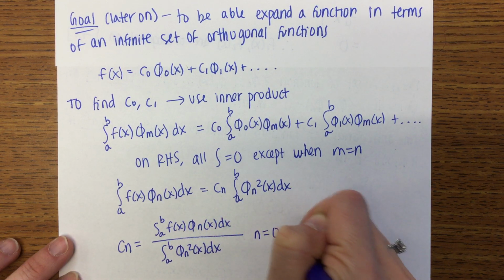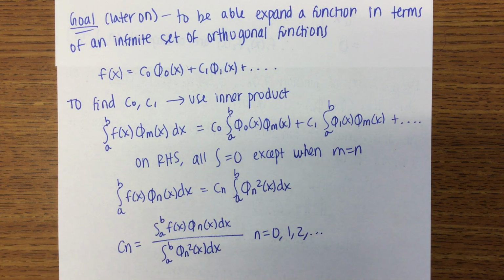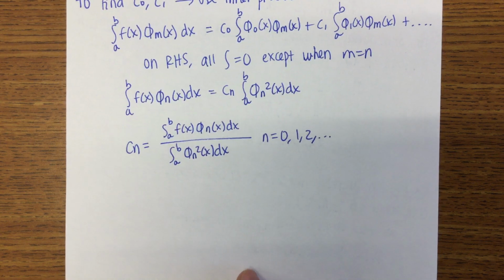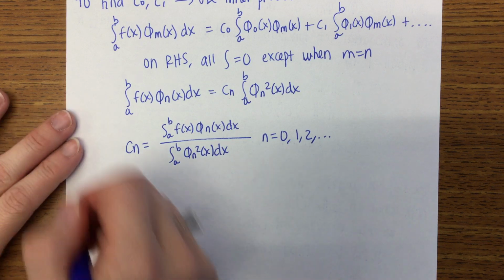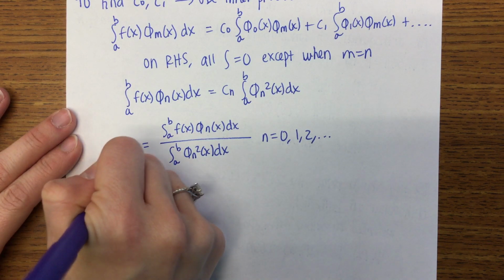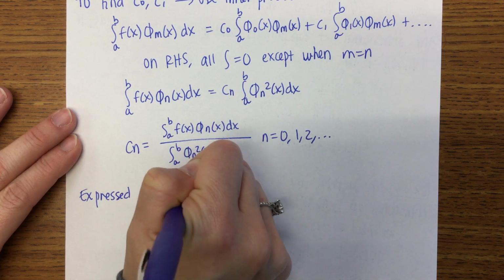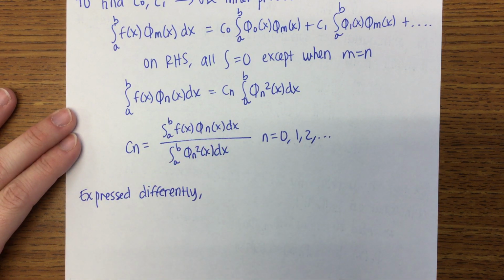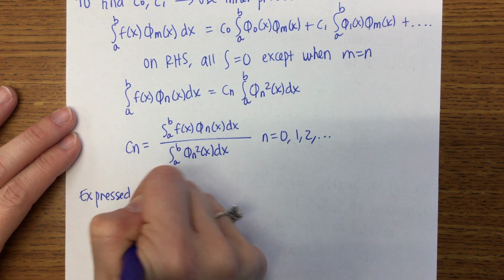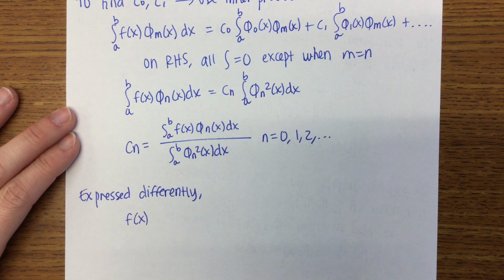And this applies to n equals 0, 1, 2, etc. So you would have to do that for each of the functions. Now, when we do this, you will be able to find a pattern of some type. You're not going to do this for literally every single orthogonal function. Here are some other ways that f of x can be expressed.